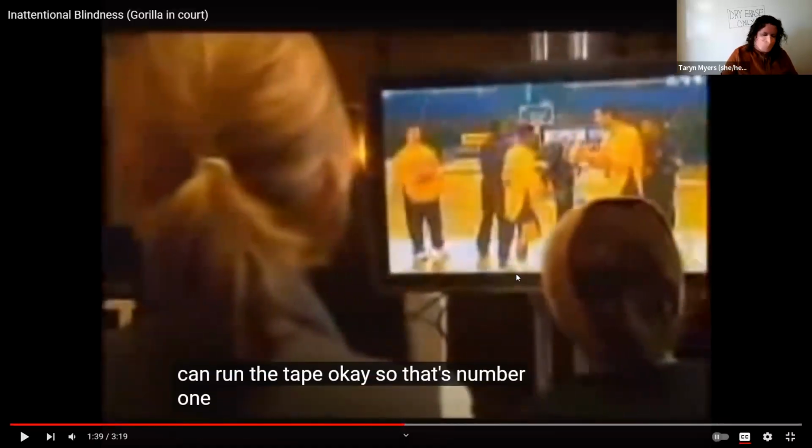So if we can run the tape. Okay, so that's number one. Just want to point out how unscientific this is. They're clearly in a pub, everybody's got beer, but you know what? It's fun for TV.